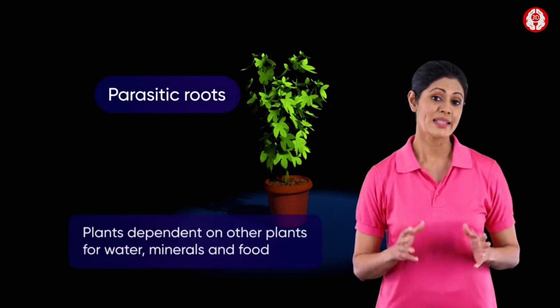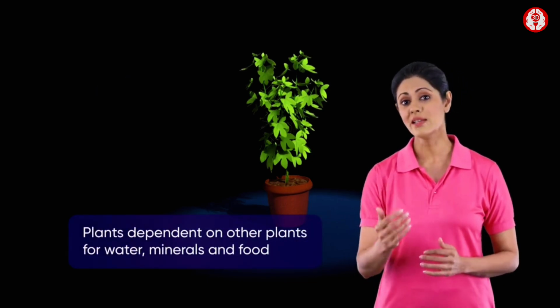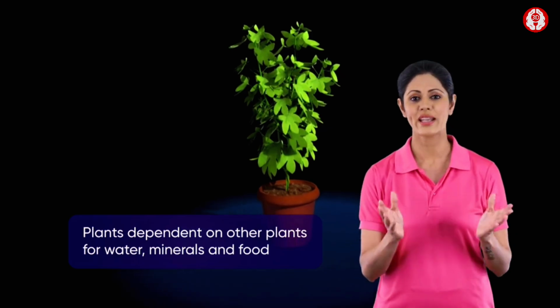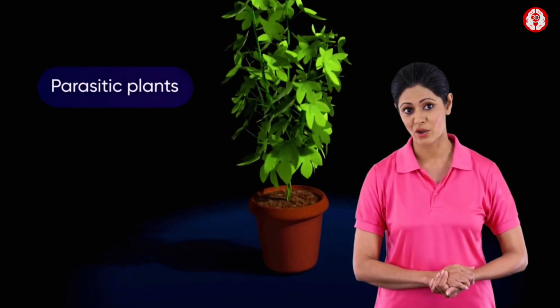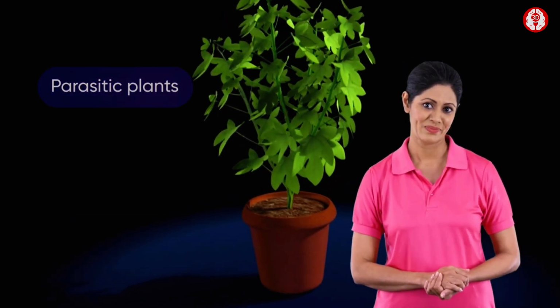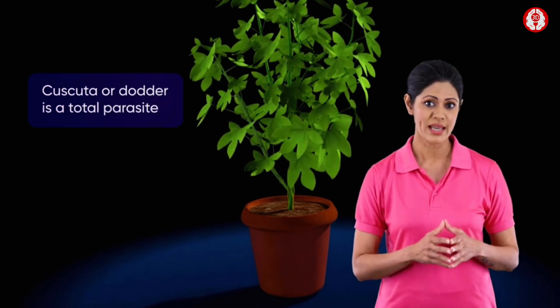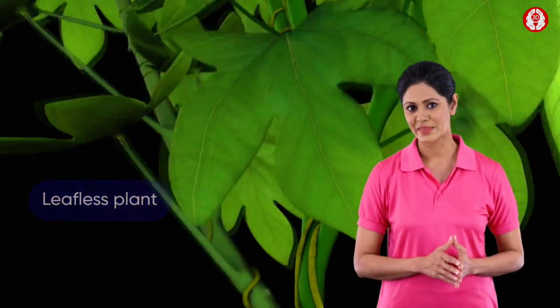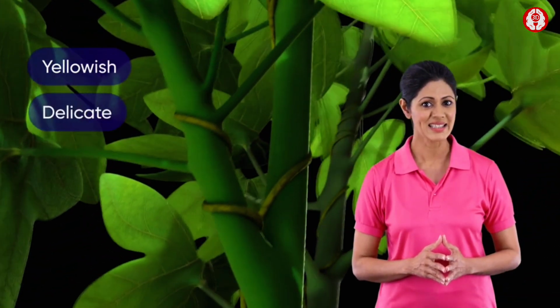Parasitic roots. Some plants are dependent on other plants for their requirement of water, minerals and organic food. Such plants are called parasitic plants. Cuscuta or dodder is a total parasite. It is a leafless flowering plant. It has a yellowish, delicate slender stem that twines around a suitable host plant.